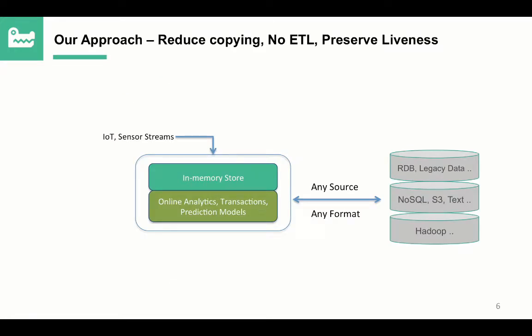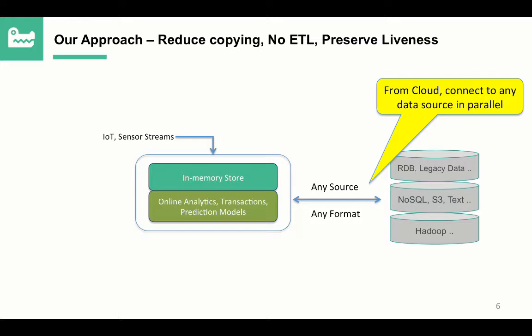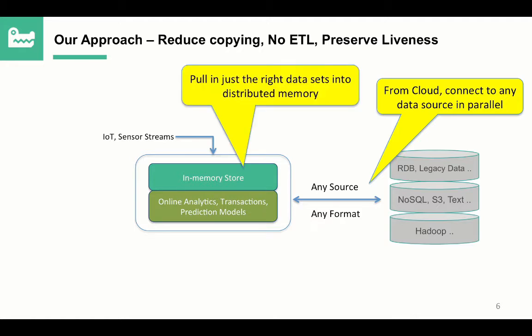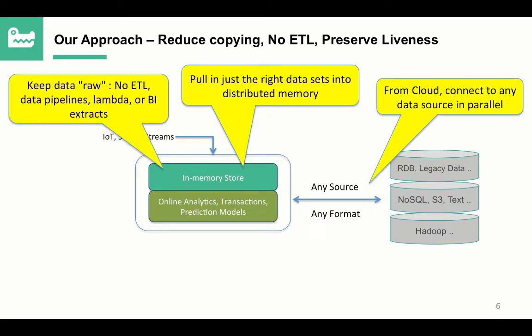So how does it really work? Here is a very simple depiction. You start a cluster which essentially launches an in-memory store inside of Spark. We connect in parallel from the cloud to any data source, which could be S3 or of course your on-prem data sources, and we can draw out the schema. We can infer schemas automatically. We can register that into our catalog, and then we dynamically pull the right data sets into distributed main memory. And of course, we can even retain the data in S3, for instance, that we pulled in.